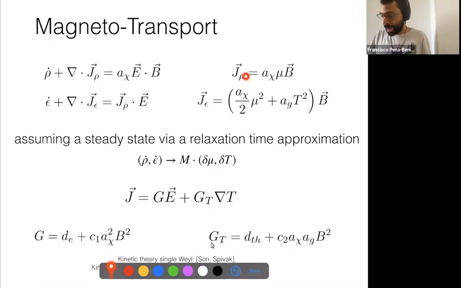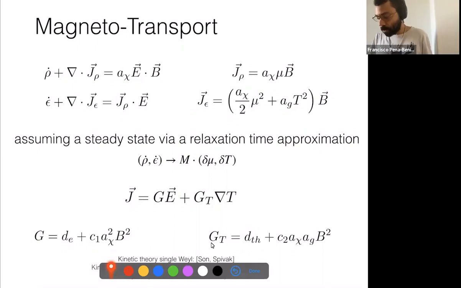You just take this current and plug it here, and you take this current and plug it here. For example, for this term the gradient will act on mu, the gradient of mu. If you move this to the left, you will get something like the gradient of the electrochemical potential dot magnetic field, which is just sourcing charge via the anomaly. Then this term, when you plug it here, will produce something similar. The first term will give you again the gradient of the electrochemical potential dot magnetic field sourcing energy, but then there will be a gradient of T dot magnetic field that is also sourcing. So if I have a gradient of temperature parallel to the magnetic field, it will also start modifying the energy of the system.